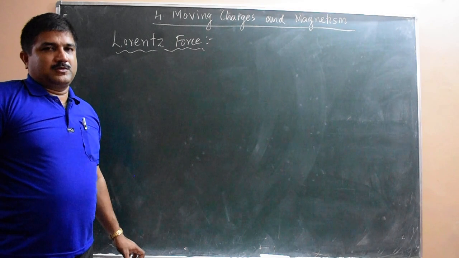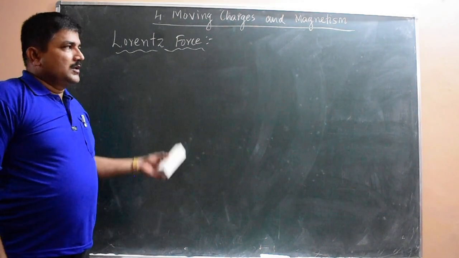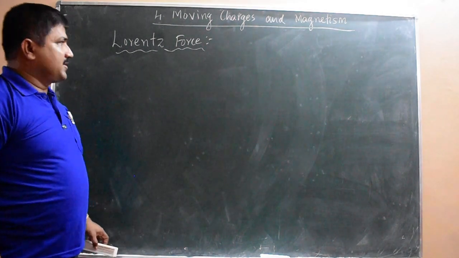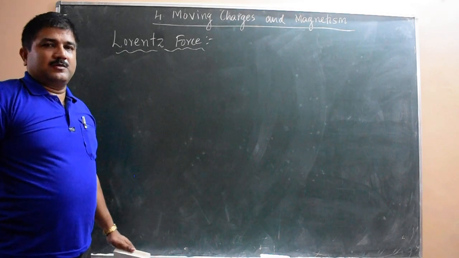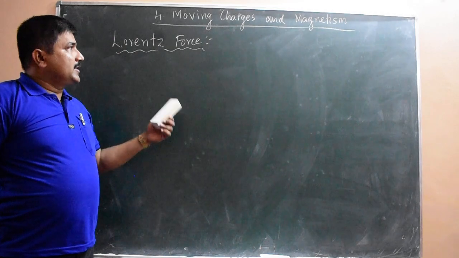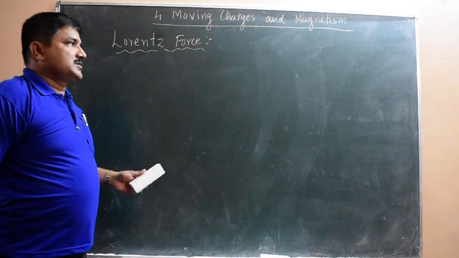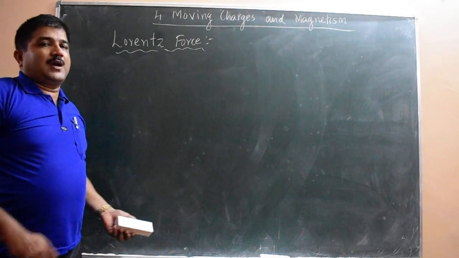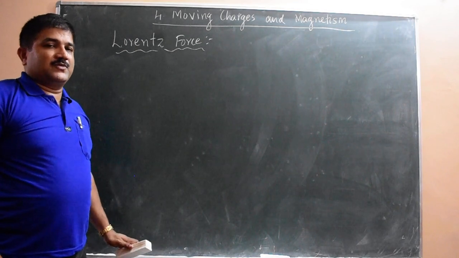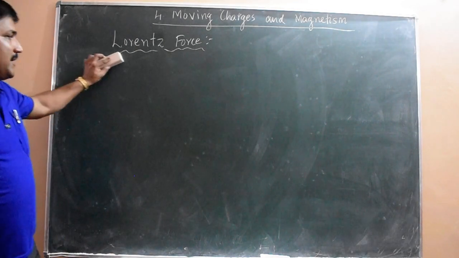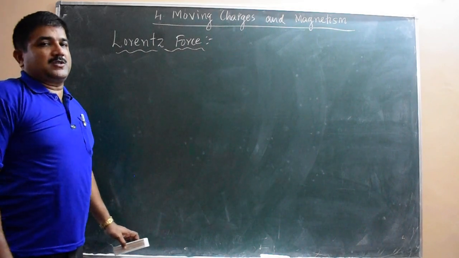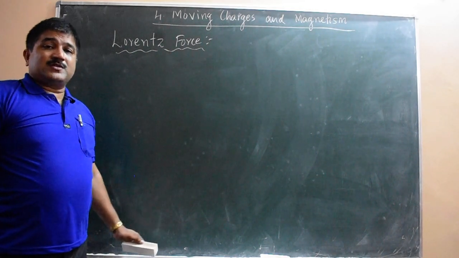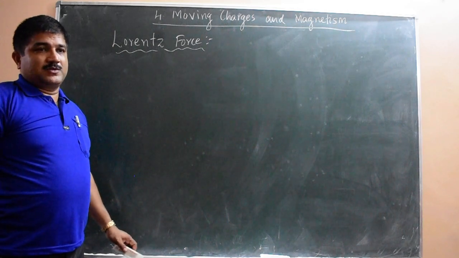In the previous class, I discussed one expression, that is the force on a moving charge in a magnetic field. Force on a moving charge is given by Fb equal to Q times V cross B, a vector product. If the charge moves in an electric field and a magnetic field, then there will be two forces acting on the charge, electric force as well as magnetic force.